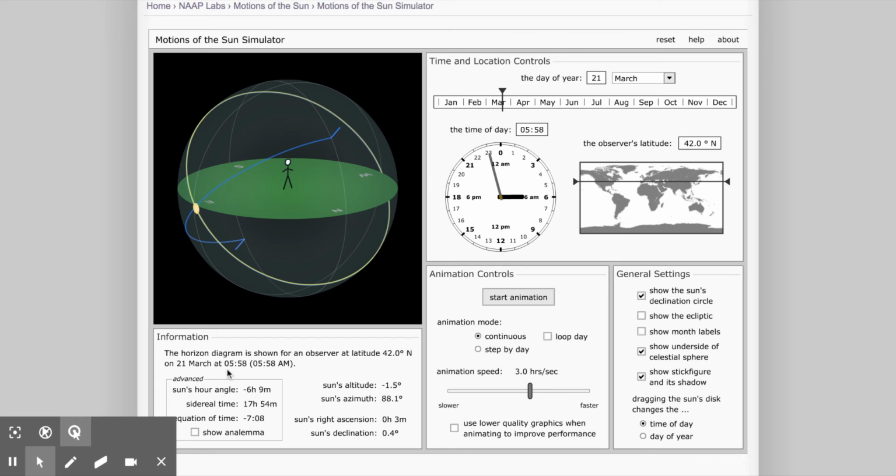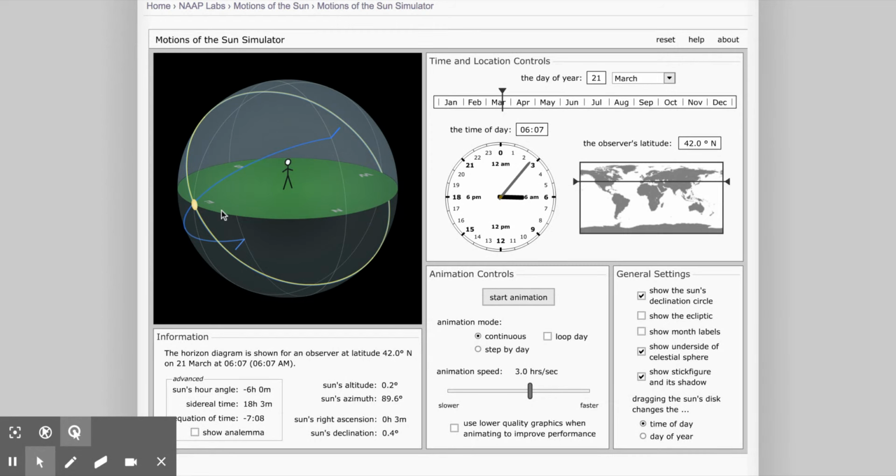If you notice, it says it's 5:58 a.m. and it's dark out. That means it's still technically nighttime. You're going to watch what happens as I scoot the clock forward a little bit, and notice how it's dark. And then as soon as we hit 6:07, we're going to call it officially the sun rises.